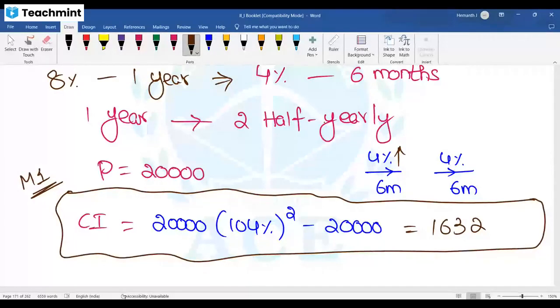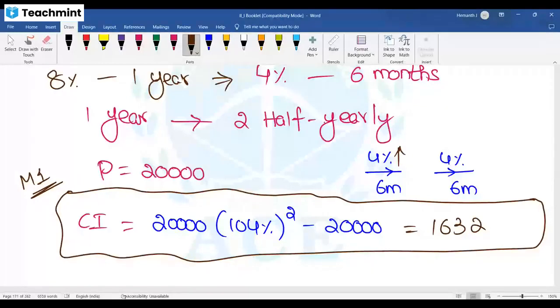Whole power 4. Excellent. Those who are focusing, see, same question if they ask in quarterly. In 1 year, how many quarterlies are there? 4 quarterlies. For 6 months, 4% means for 3 months, 2%. Then 1 plus 2% whole power 4 will come. Whole power 4 because in 1 year, 4 quarterlies. 1 plus 2% because for every quarterly, 2% rate of interest.